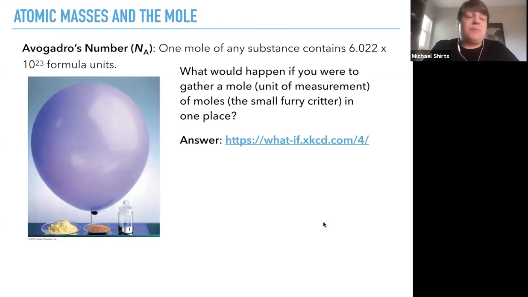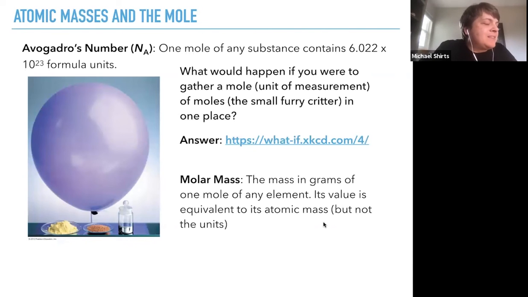You can have a mole of moles. What would happen if you were to gather a mole, the unit of measurement, of moles, the small furry critter, in one place? So you can check out that link. The link will be active in the PDF. It's rather gruesome, so I recommend checking that out.